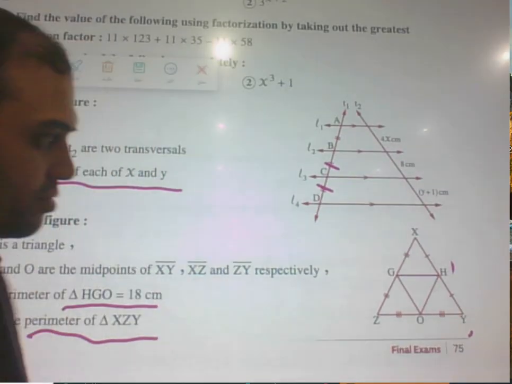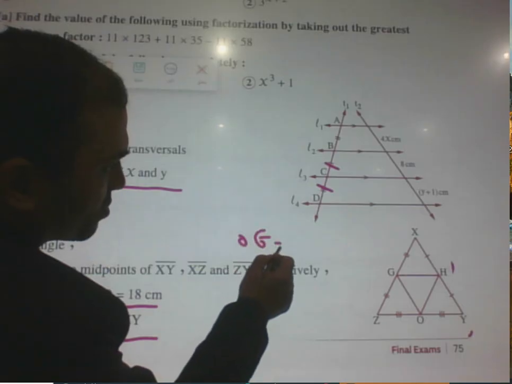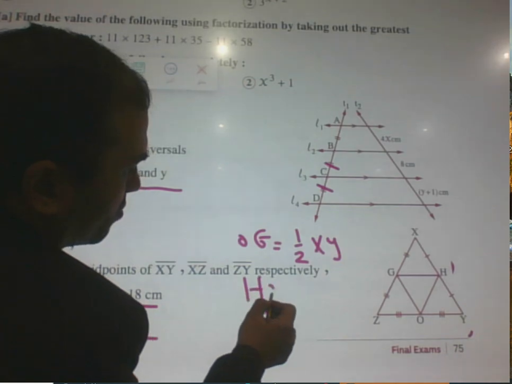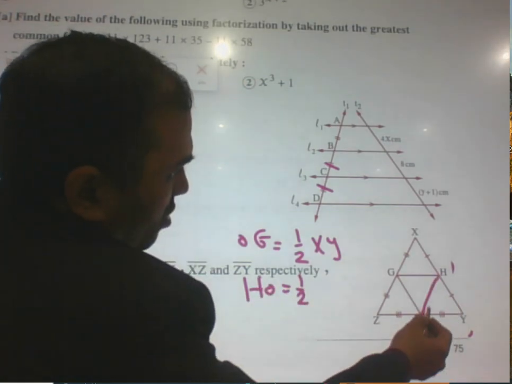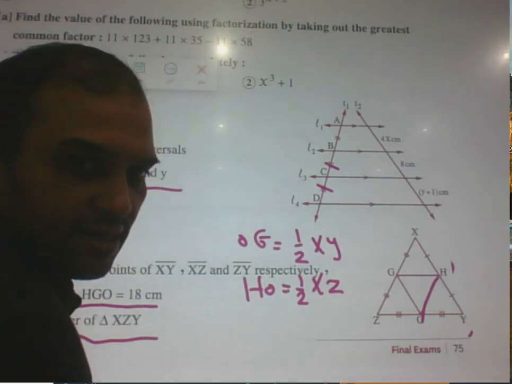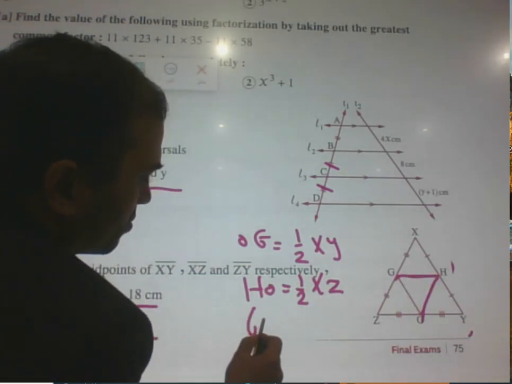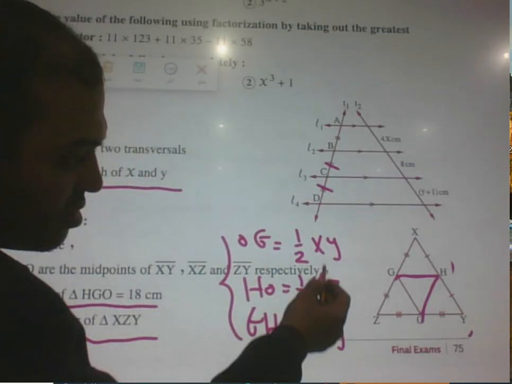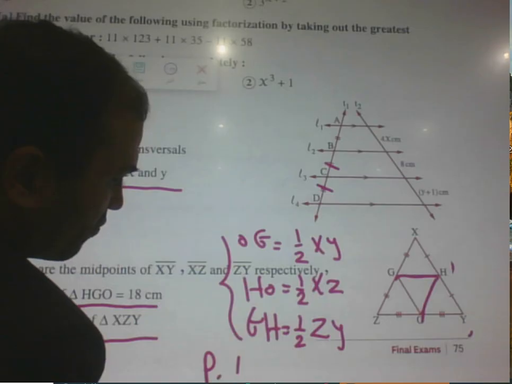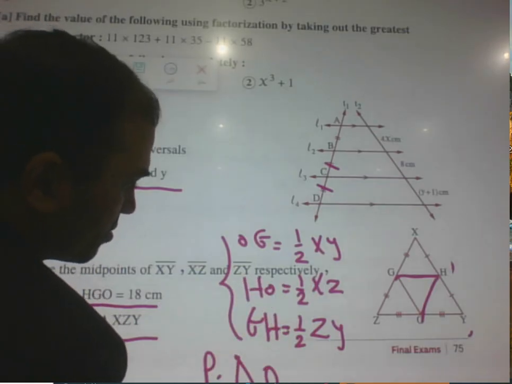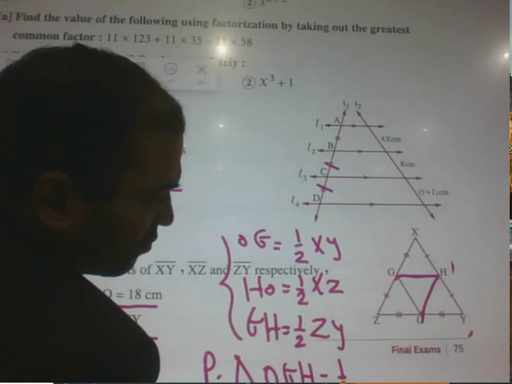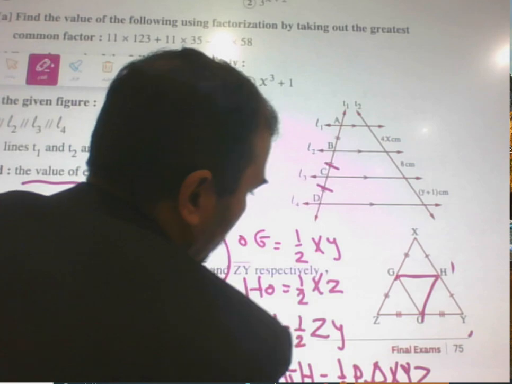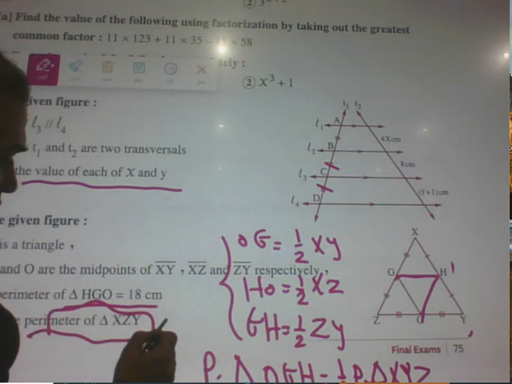Okay, my students, now we have three relations. OG is half of XY, and HO is half of XZ, and also GH is half of ZY. If we add left-hand side to left-hand side and right-hand side to right-hand side, the perimeter of triangle OGH equals half of the perimeter of triangle XYZ. So the perimeter of triangle XYZ is twice 18, which equals 36.